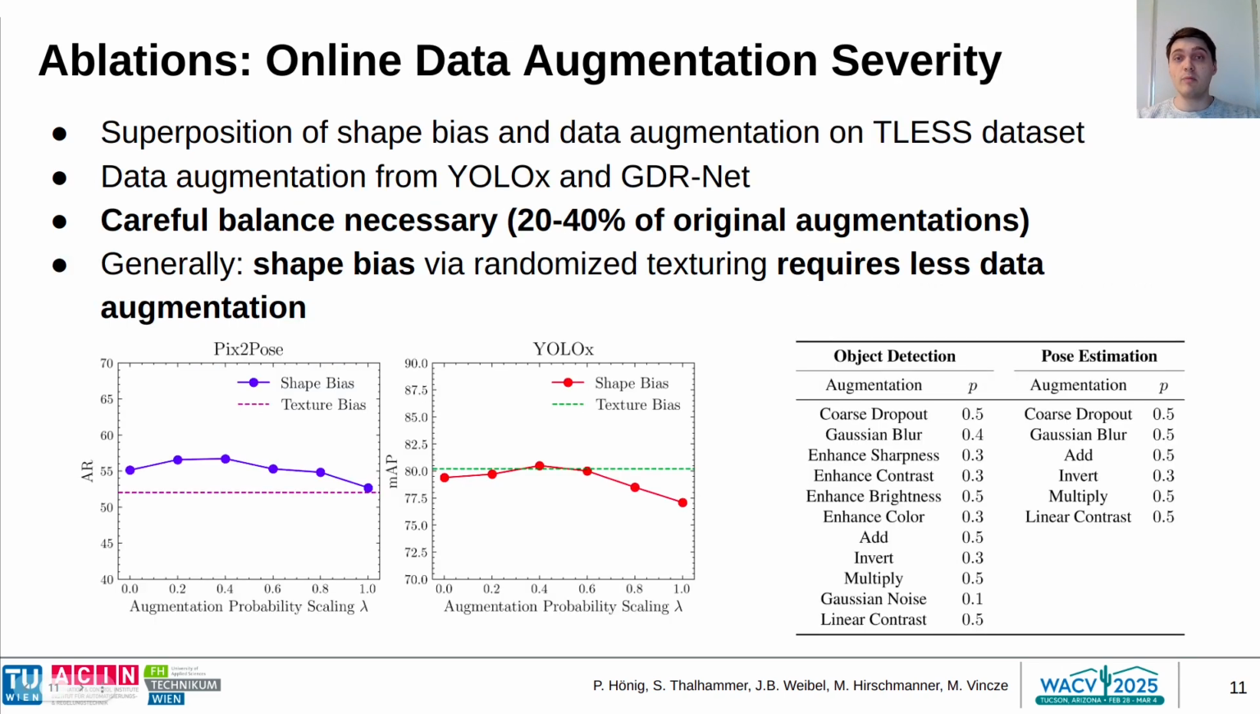We continue with an ablation regarding online augmentation and its interaction with our texture randomization approach. To investigate this relation, we introduce a scaling factor to evaluate different probabilities of augmentation methods. Overall, we found out that object detection and pose estimation benefit from less data augmentation when texture randomization is applied to induce a shape bias. Around 20 to 40% of the original augmentation probability is suitable based on our results.